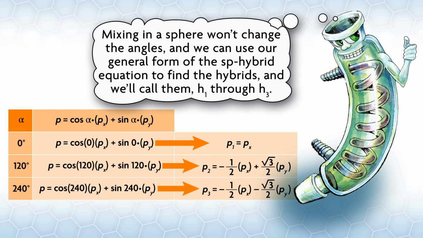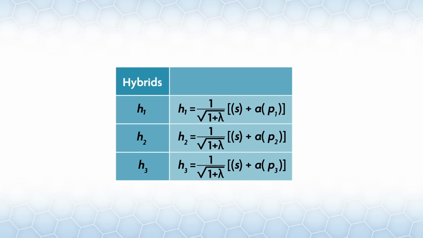And we can use our general form of the sp-hybrid equation to find the hybrids, and we'll call them h1 through h3. Everything is defined now for our hybrids except for the hybridization parameter in the normalization constant, lambda, and the mixing coefficient, a, which are related to one another because a squared equals lambda. So all we need to do is find either a or lambda.